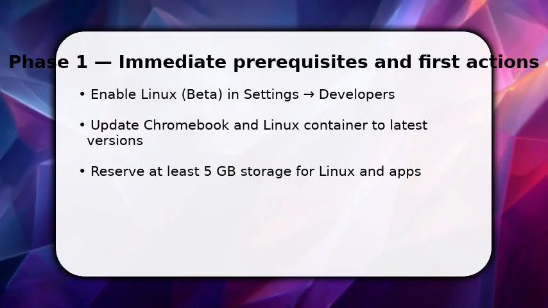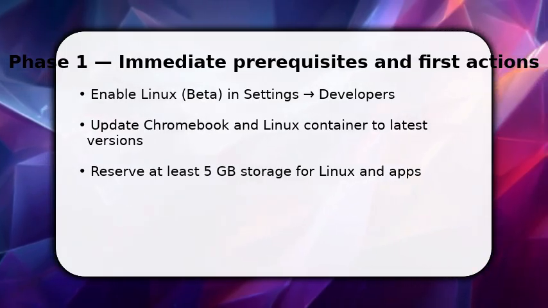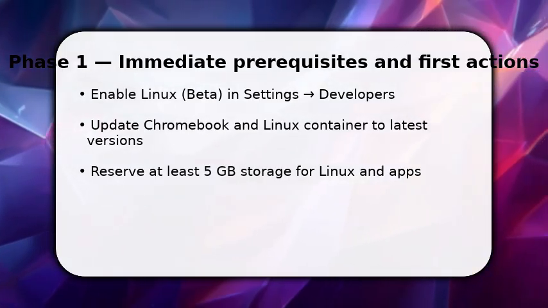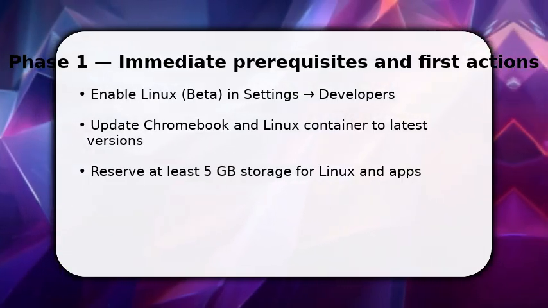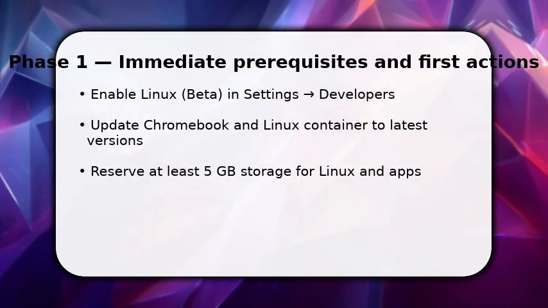You start by turning on Linux Beta now. This creates the container where Paint NET will run. Open Settings, go to Developers, and enable Linux. Once done, update both Chrome OS and the Linux container.